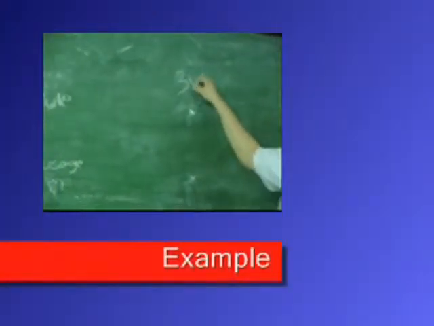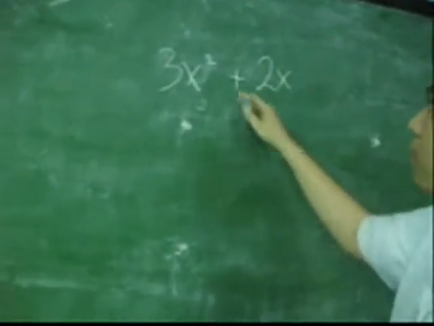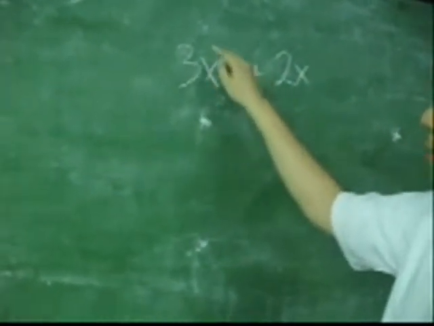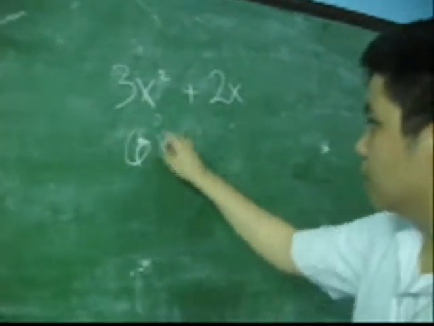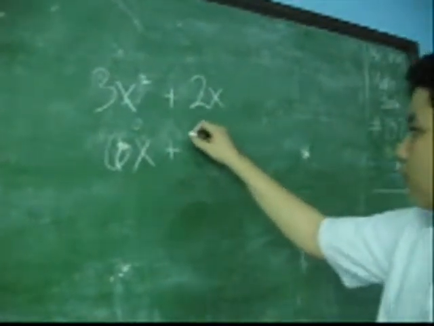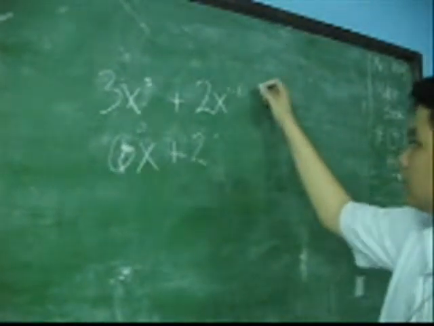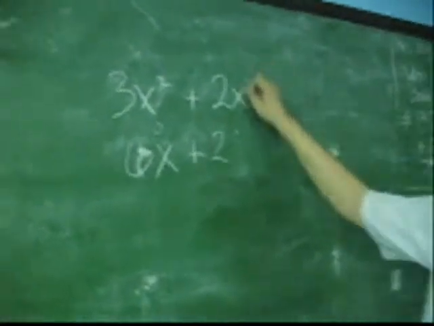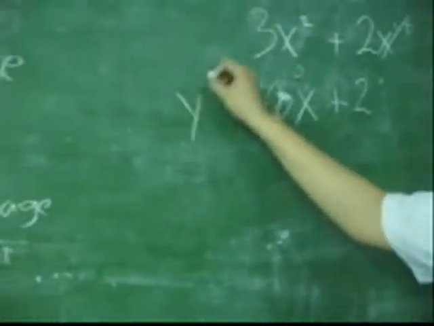3x squared plus 2x. So we'll multiply the exponent to the coefficient. So 2 times 3 is 6. x, 2 minus 1 is 1, plus 2 times 1, x raised to 1 minus 1 is 0. So we can cancel x. So it's 6x plus 2 is the derivative.